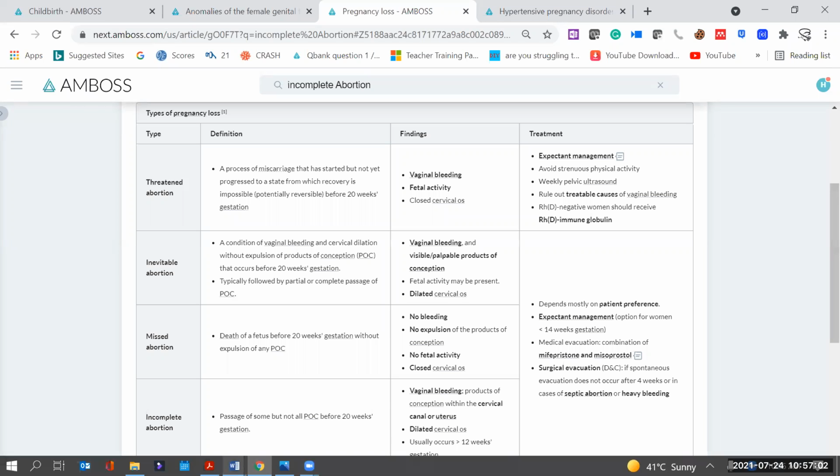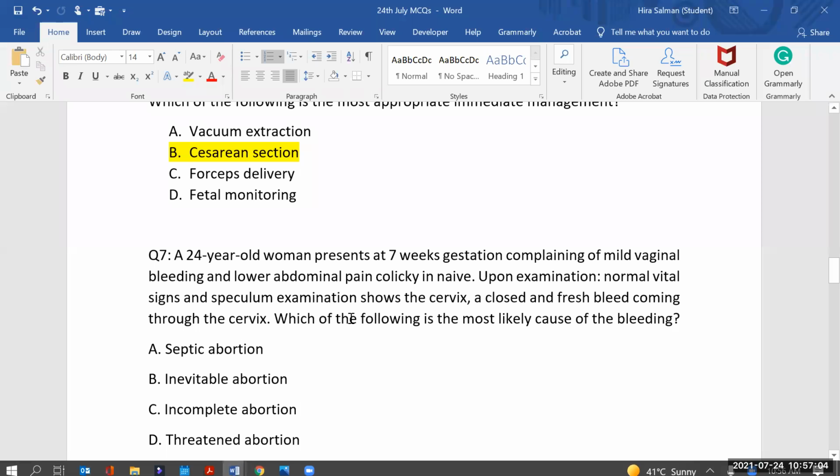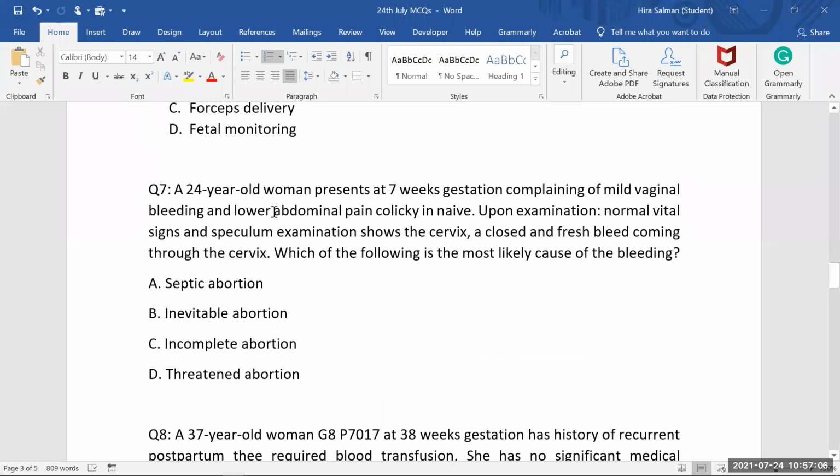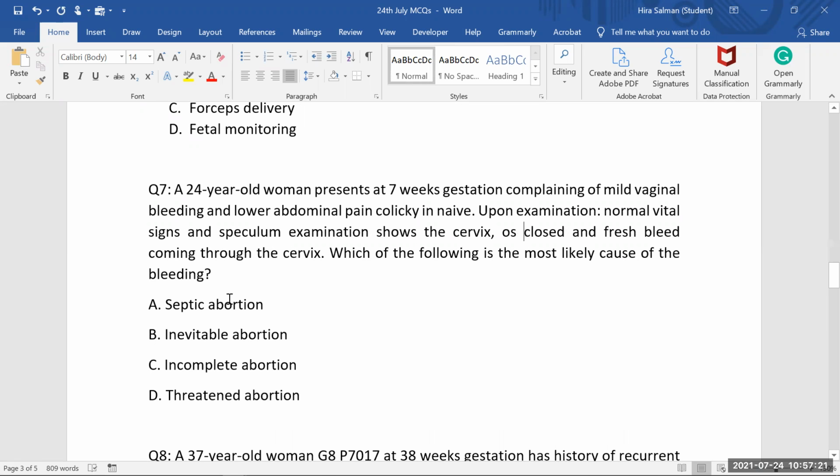So if we go over the question for threatened miscarriage, you can see here a 24-year-old woman presents at 7 weeks gestation complaining of mild vaginal bleeding and lower abdominal pain, colicky in nature. Upon examination, normal vital signs, speculum examination shows the cervix os closed. If the os is closed and fresh bleed is coming through the cervix, which of the following is the most likely cause? Still the os is closed. It means that we still have a chance.